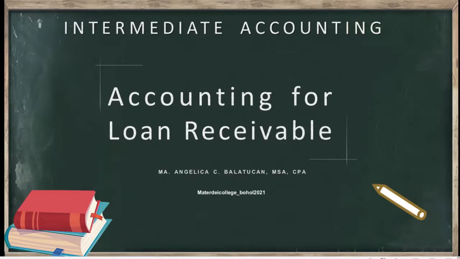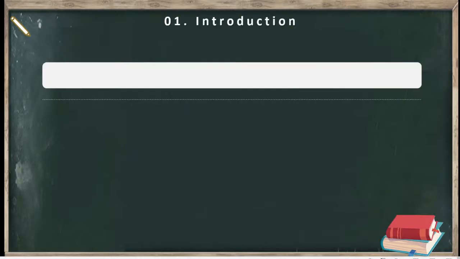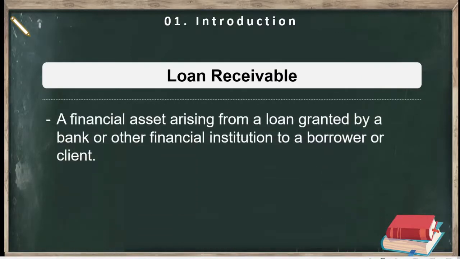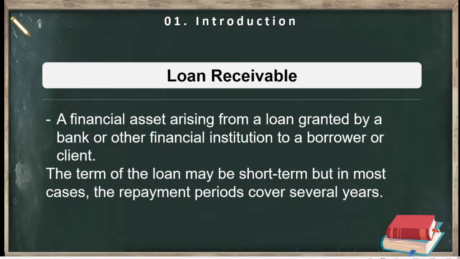Okay, so for today, we will proceed to the next lesson, which is all about loan receivable. This is found in chapter 7 of your book. A loan receivable is a financial asset arising from a loan granted by a bank or other financial institution to a borrower or a client. The term of the loan may be short term, but in most cases, repayment periods cover several years.